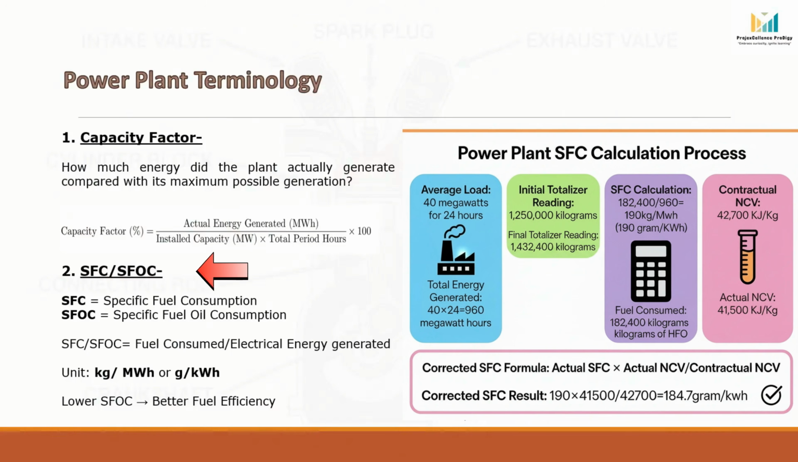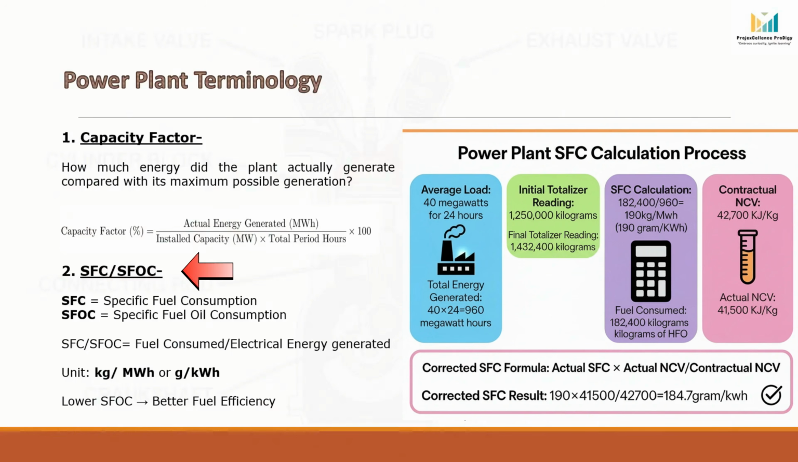Now we can calculate the SFC. SFC will be 182,400 divided by 960, which gives us 190 kilograms per megawatt hour or 190 grams per kilowatt hour. So in simple words, the plant consumed 190 grams of fuel to generate 1 kilowatt hour of electricity. Now there is another important point. When we calculate actual SFC and compare it with the manufacturer's guaranteed or contractual SFC, we also need to consider the energy content of the fuel, which is NCV, net calorific value.